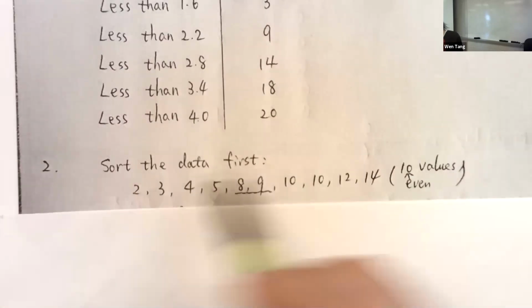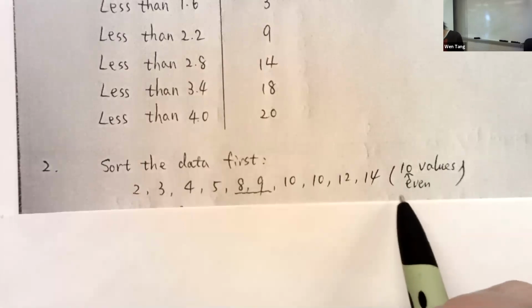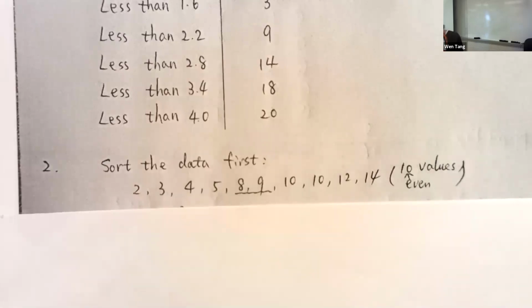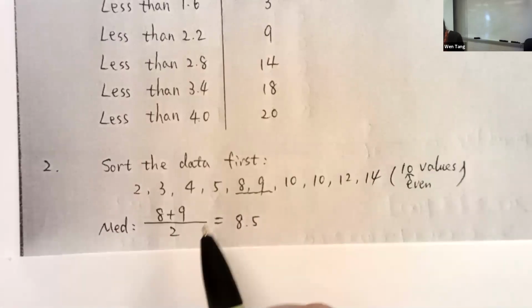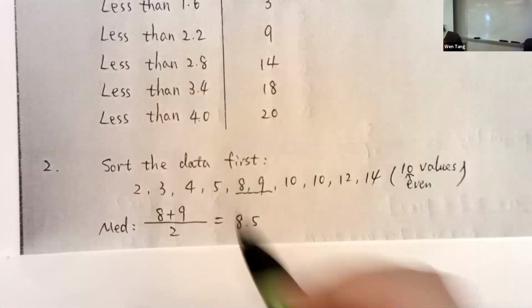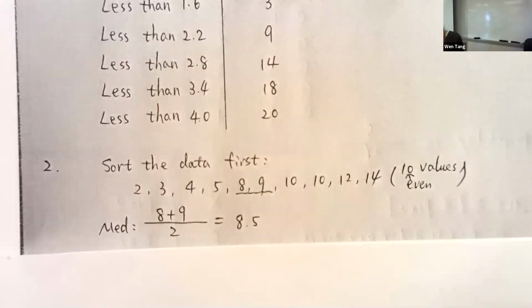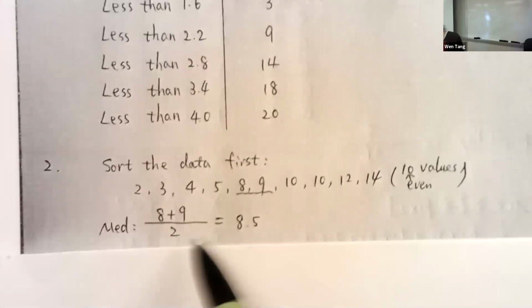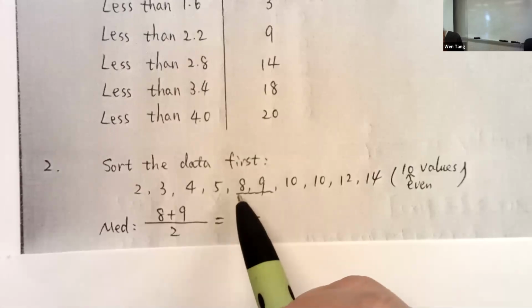After we sort our data, we realize we have 10 values in total: 1, 2, 3, 4, 5, 10 values. 10 is an even number. Remember, how can we get the median if we have an even number of values? If it's an odd number, we will find exactly one value right in the middle, and that one is our median. But for an even number of values, we will find the two values right in the middle. Then the median will be the mean of these two values.